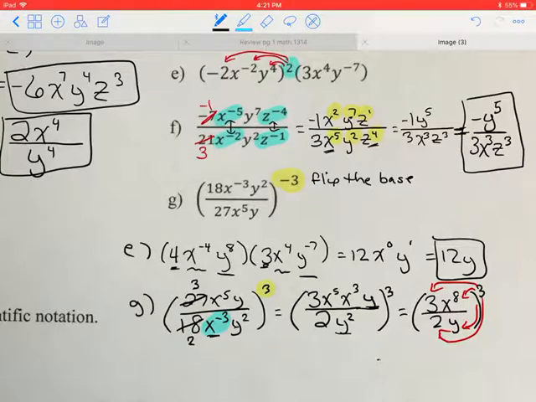So 3 cubed is going to be 27. x to the 8th cubed is x to the 24th. 2 to the third is 8. And then y cubed. And so all my exponents are positive. I only see my variables in one place. All right, so that is number 4 on the review.